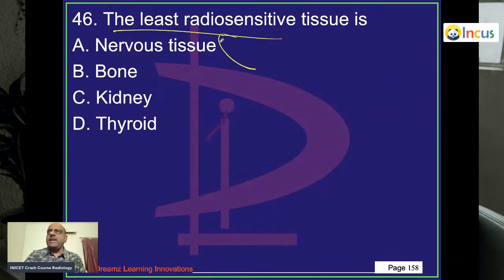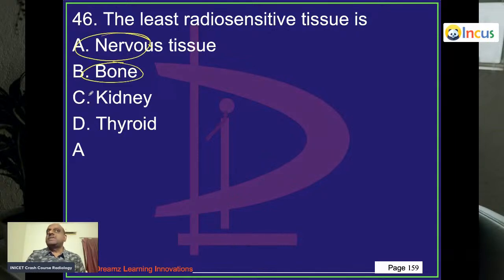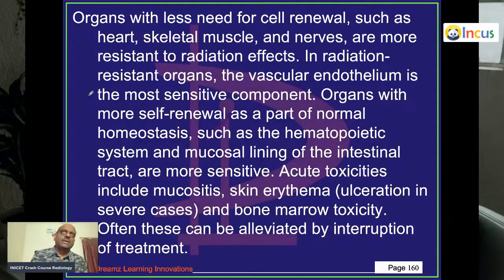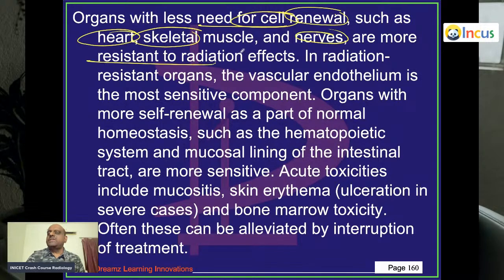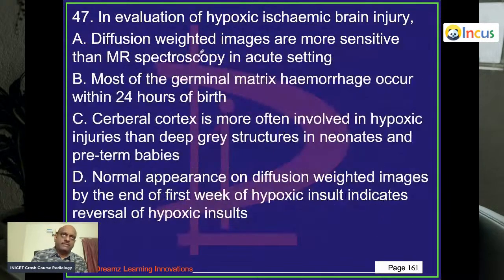So what are the least radiosensitive tissue and radioresistant? Bone and nervous tissue also. So organs with less need for cell renewal, like heart, skeletal muscle, nerves, are more resistant to the radiation effect.